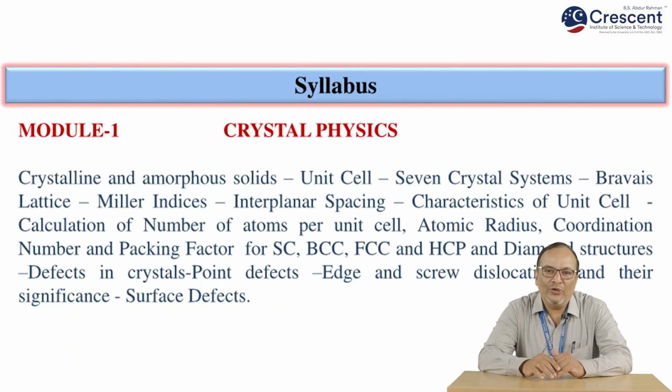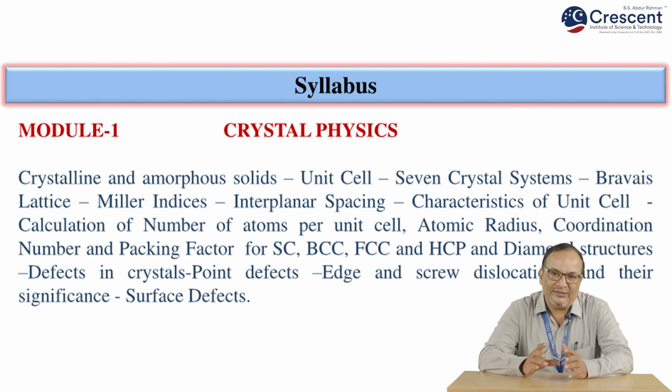These are all the modules we are going to discuss in today's class: what the classifications in crystal physics are and what is meant by a unit cell, which is a fundamental one. What are the various basic types of crystals, how the atoms are arranged, that is called the Bravais lattice, Miller indices, and all the details of crystal physics we are going to discuss in today's class.